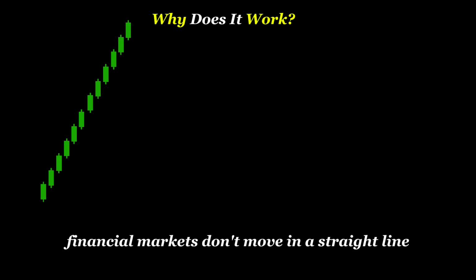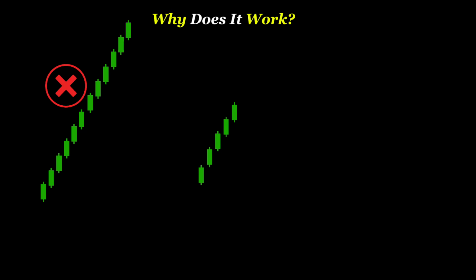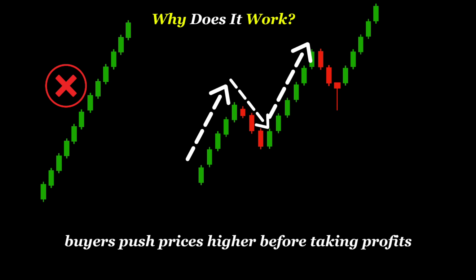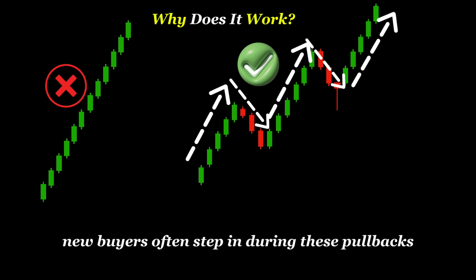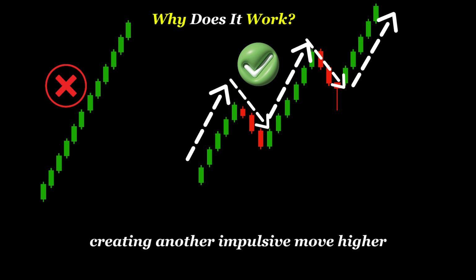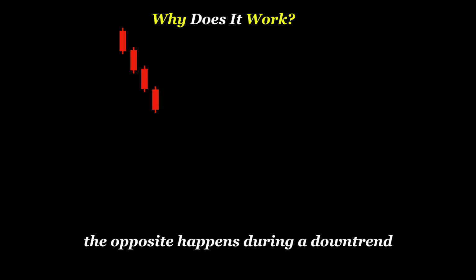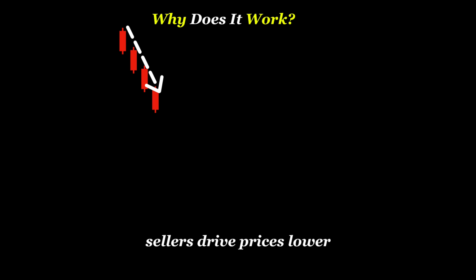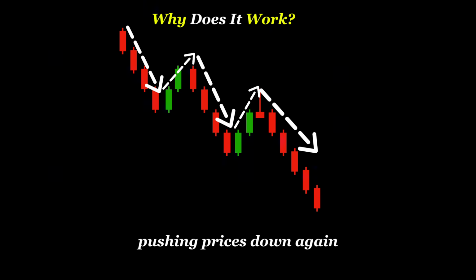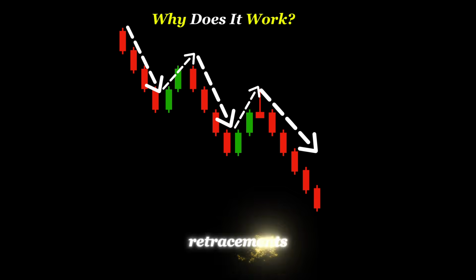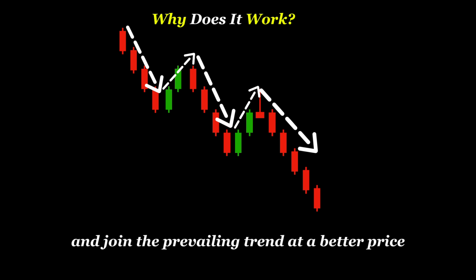So, why does this strategy work? Financial markets don't move in a straight line. During an uptrend, buyers push prices higher before taking profits, causing temporary pullbacks. If the overall trend remains strong, new buyers often step in during these pullbacks, creating another impulsive move higher. The opposite happens during a downtrend. Sellers drive prices lower, a temporary rally follows, and then selling pressure returns, pushing prices down again. The trendline pullback strategy is designed to take advantage of these temporary retracements and join the prevailing trend at a better price. Now, let's look at the exact trading rules.